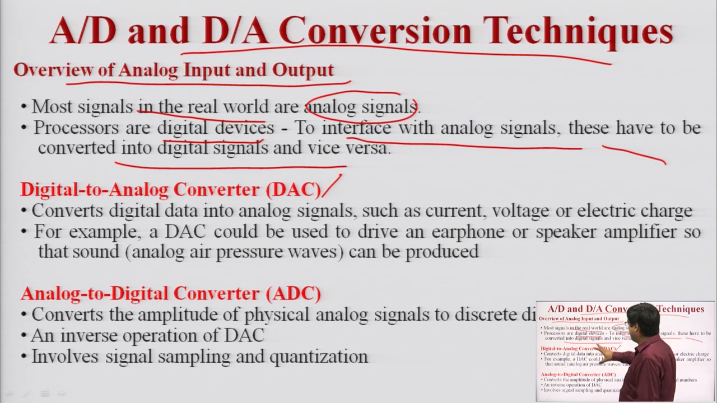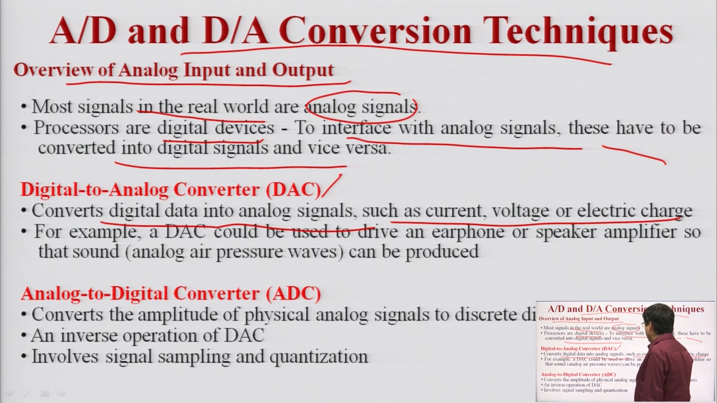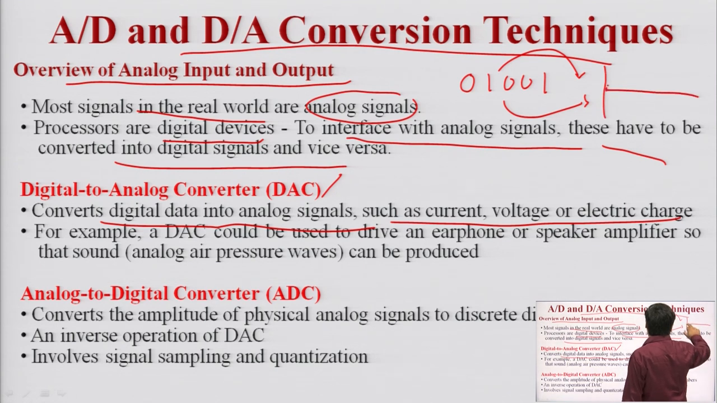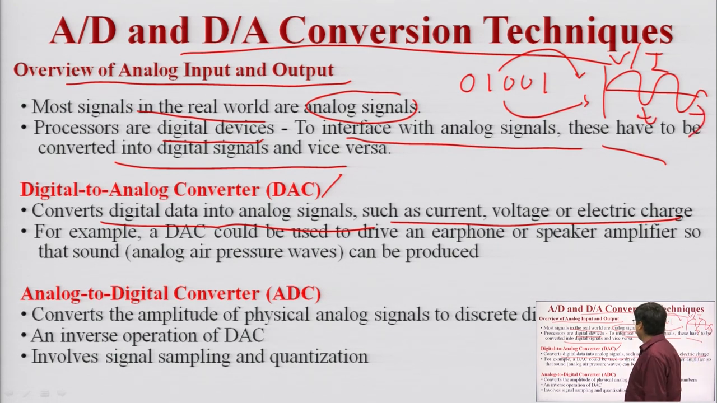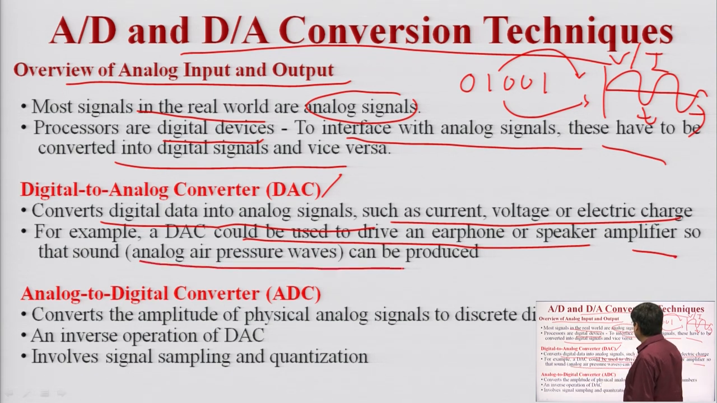First, the digital to analog converter. As the name implies, a digital to analog converter converts the digital signal into analog. It converts digital data into an analog signal, such as current, voltage, or electrical charge. A digital signal in the form of 0, 1, 0, 0, 1, bits of data, is converted into analog form that is continuous in nature, like voltage or current with respect to time. For example, a DAC could be used to drive an earphone or speaker amplifier so that sound, analog air pressure waves, can be produced. It can be deployed in an earphone or speaker.